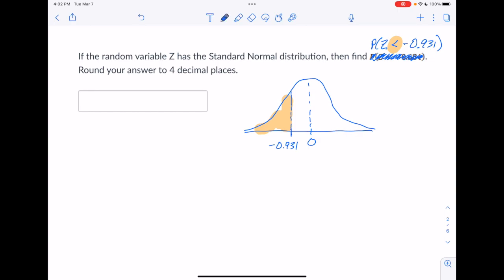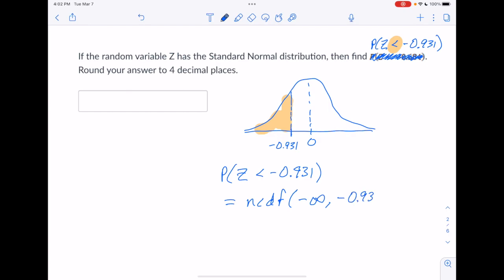To do that, you need to use the normal CDF function. If you want to find for a standard normal curve the probability that z is less than negative 0.931, you just need to translate that into the right format for normal CDF. Normal CDF wants the left boundary and the right boundary for your z curve shading. That shading goes all the way to the left forever, so it goes to negative infinity. Then our right-hand boundary is negative 0.931. We just need to enter that into the calculator, and that's going to give us our answer. So let's switch over and see how to do that.